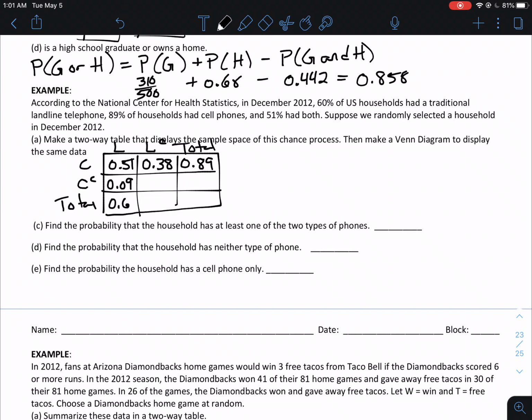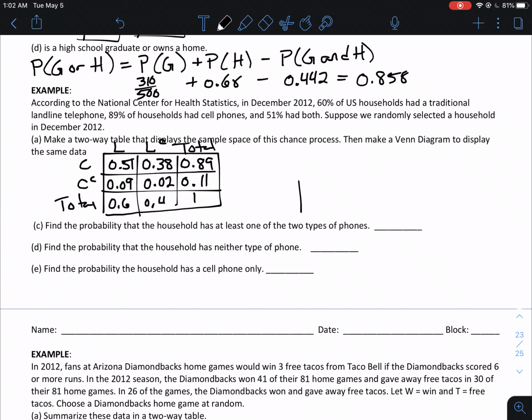However, let's think about the total of the totals. Let's think about the overall total. When you're thinking about percentages, all percentages have to add up to 100%, or as a decimal, have to add up to 1. And then once you've got that filled in, you can go ahead and fill in the rest of this table, and we should be good to go.